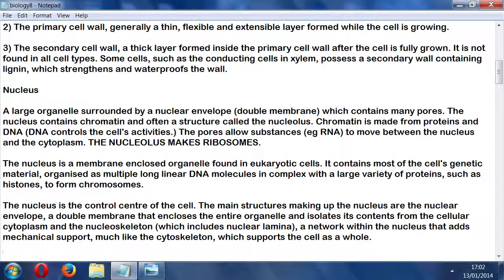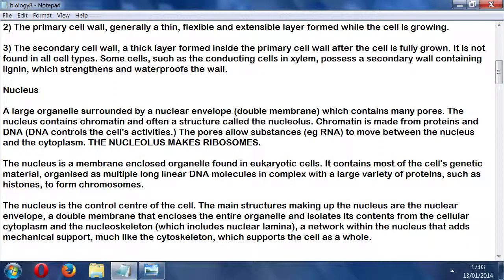It's a double membrane, which contains many pores. The nucleus contains chromatin and often a structure called the nucleolus. Chromatin is made from proteins and DNA. DNA controls the cell's activities. The pores allow substances, e.g. RNA, to move between the nucleus and the cytoplasm. The nucleolus makes ribosomes. The nucleus is a membrane-enclosed organelle found in eukaryotic cells.